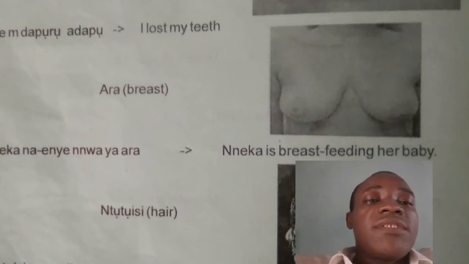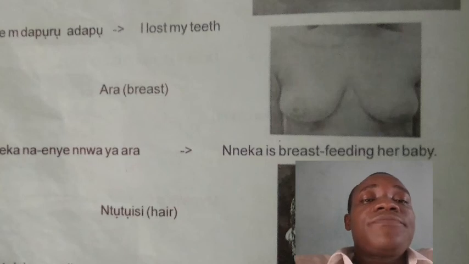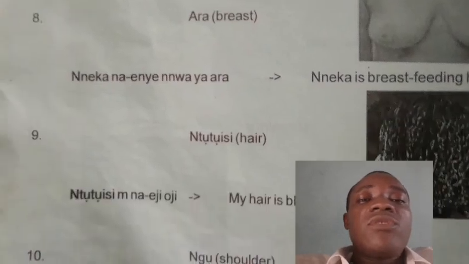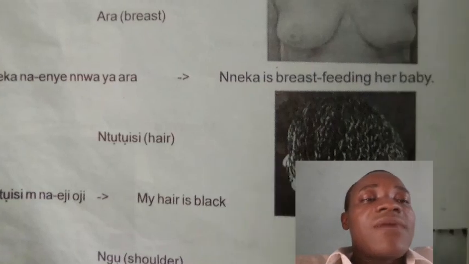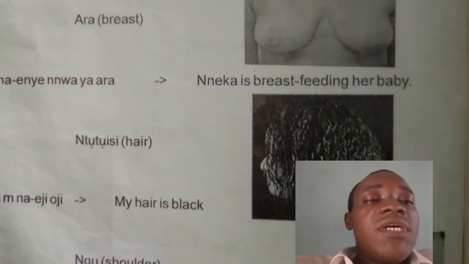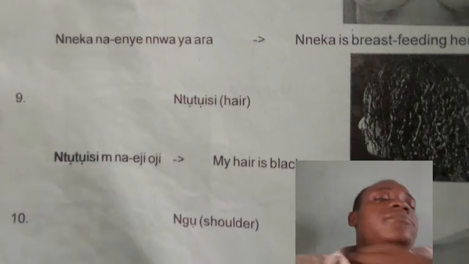Okay, the next human body part we are going to use, I see the picture there, is breast. Breast in Igbo means ara. So I see the picture there. So let's use it to make sentence. Nneka na-enye nwa ya ara. Okay, in English means Nneka is breastfeeding her baby. All right.